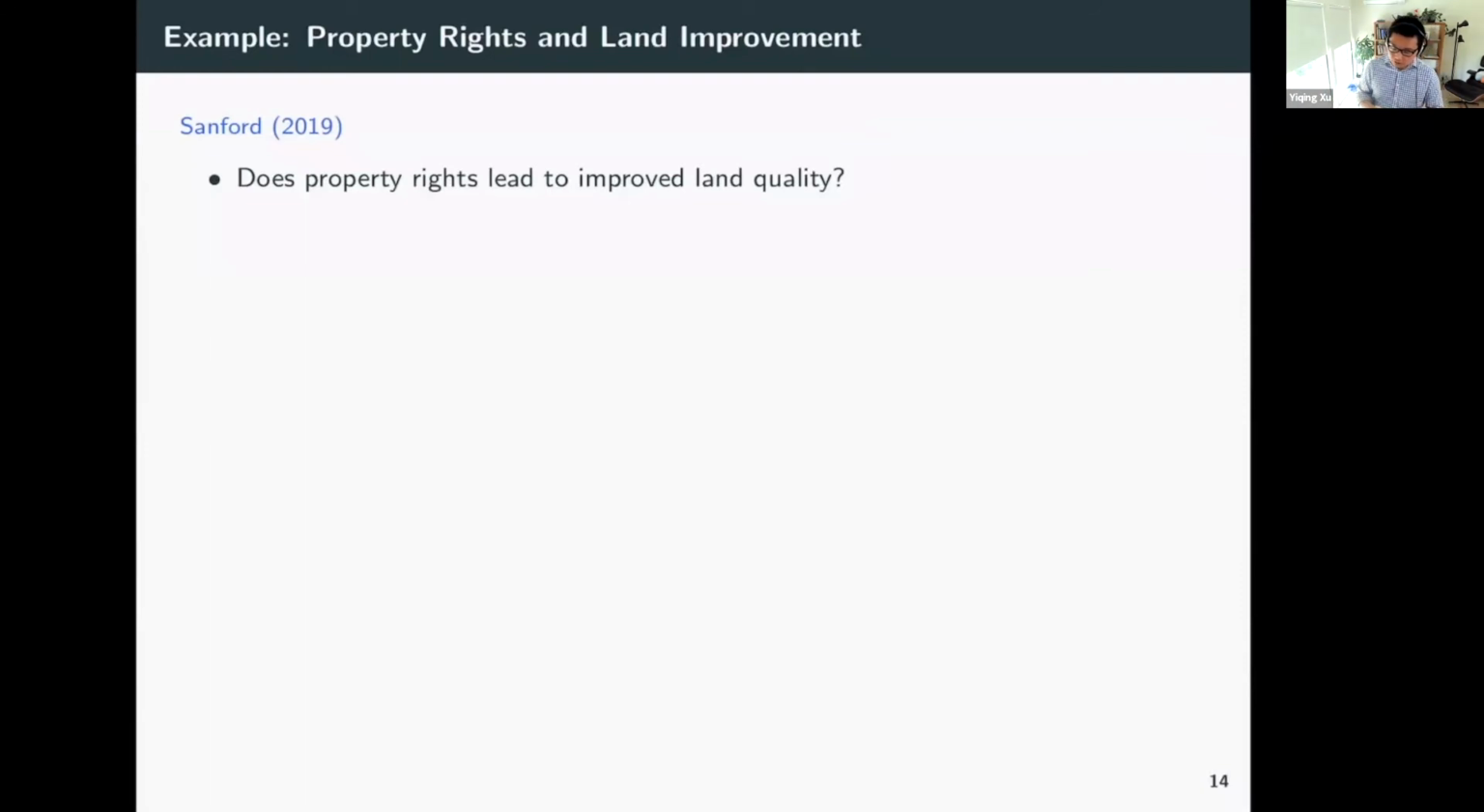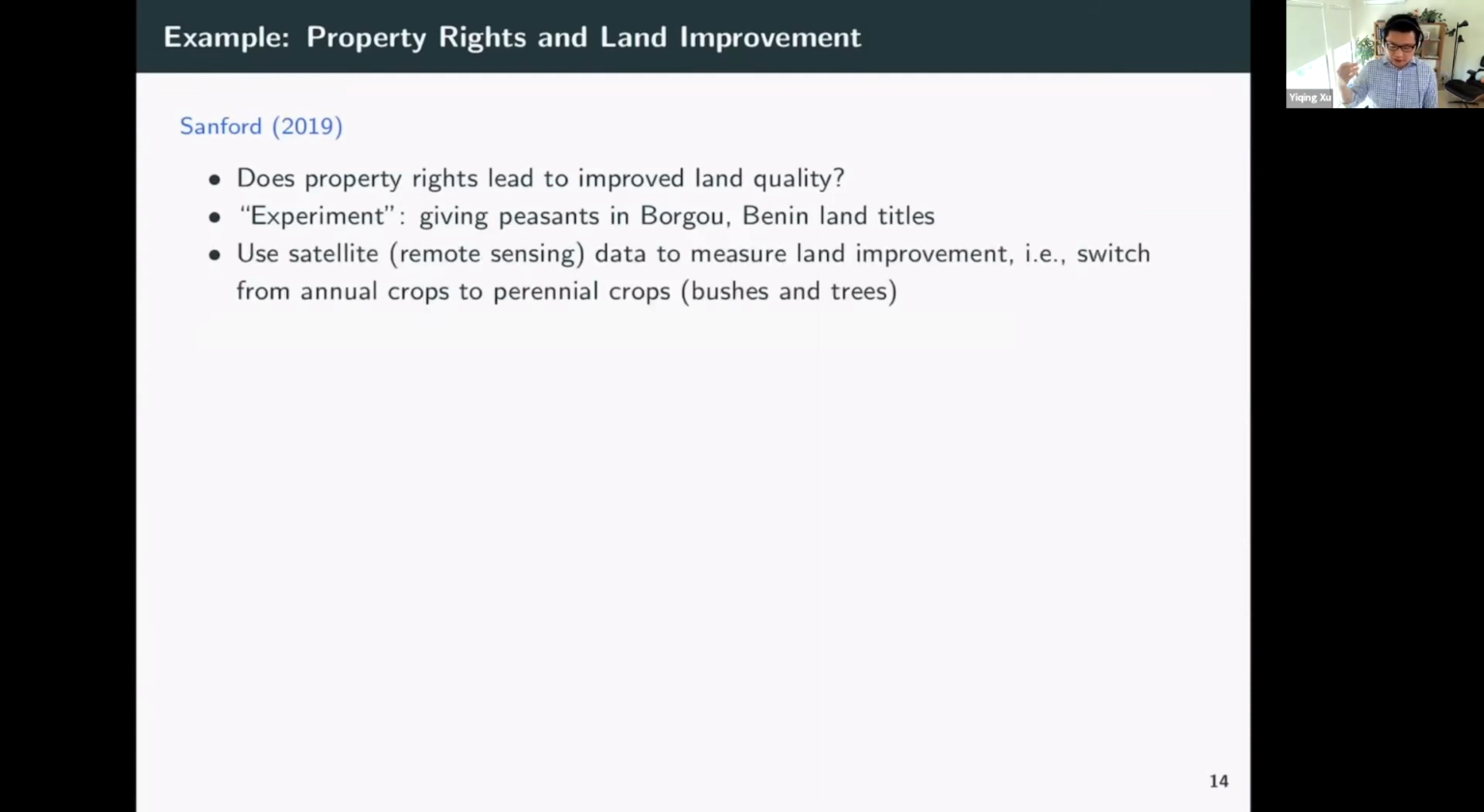He applied this method to remote sensing data. So he asked whether property rights leads to improved land quality in Benin. So the experiment is that NGO gives, I think that the government gives peasants in Benin land titles. And the question is whether having a more secure property right, whether this will change the peasants' behavior in terms of the choices of crops or plants. Luke finds that after getting a more secure property, the land titles, the peasants will start to grow more perennial crops like trees than annual crops. So because you have a longer time horizon, right?